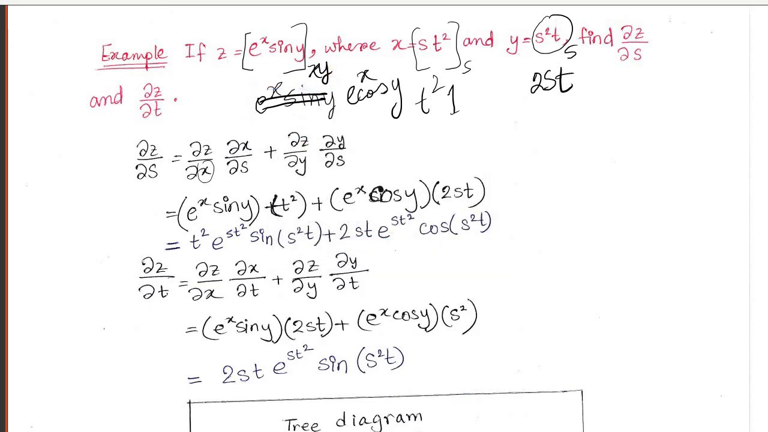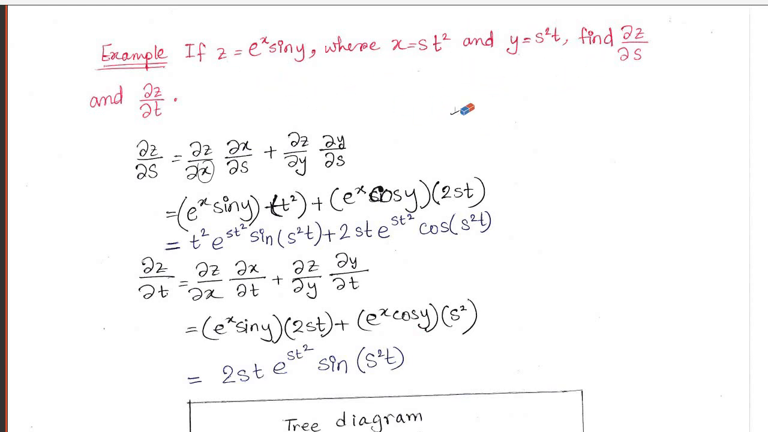Now we are going to do this again. We will apply the chain rule again. So let's apply the chain rule again. dz dx, differentiate this with respect to x, the same answer will come. So e to the power x sin y. dx dt, dx with respect to t, t square is equal to twice t, or s is just a constant coefficient, 2st. dz dy, e to the power x cos y. dy with respect to t, s square t, s square is a constant coefficient, derivation of t is 1, so just s square. Simplified.